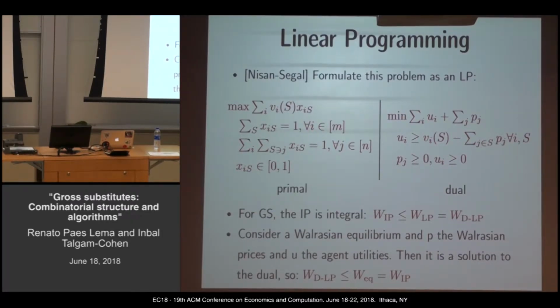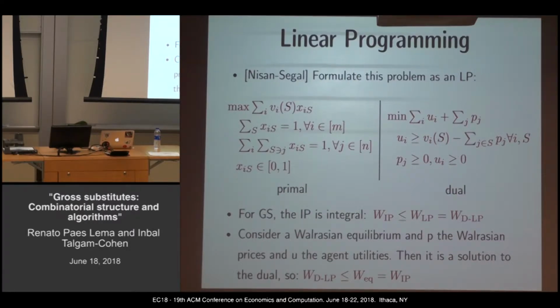To prove the reverse, I use Walrasian equilibrium. Since it's gross substitutes, you know a Walrasian equilibrium exists. So take a Walrasian equilibrium, and you know that it's an optimal allocation. So the allocation that is a Walrasian equilibrium is a solution to the IP. And if it's a Walrasian equilibrium, there are Walrasian prices as well. So P is a set of Walrasian prices, and let U be the utility of the agents, which is the value of what they get minus the price in equilibrium.